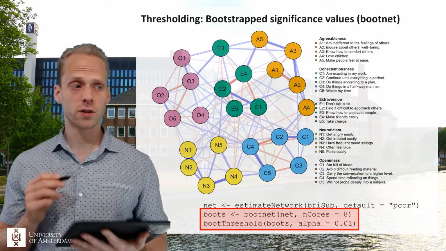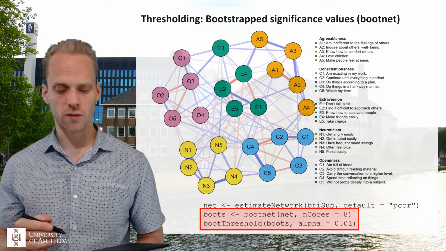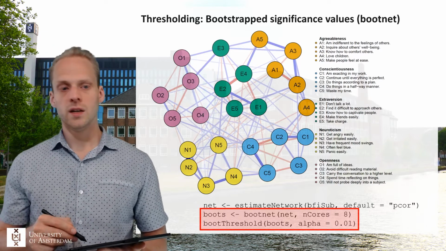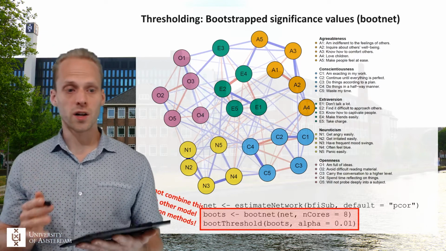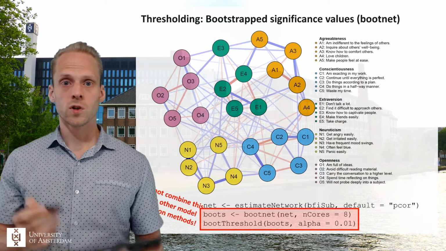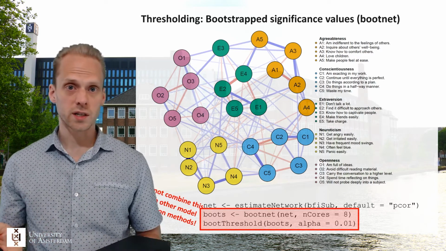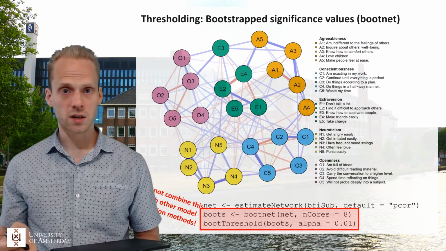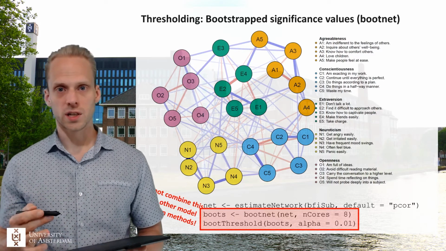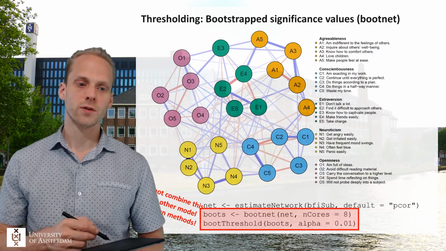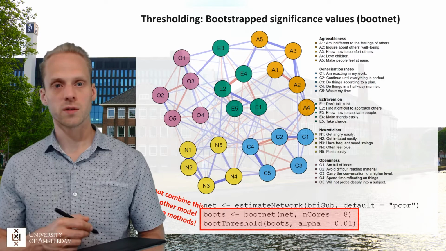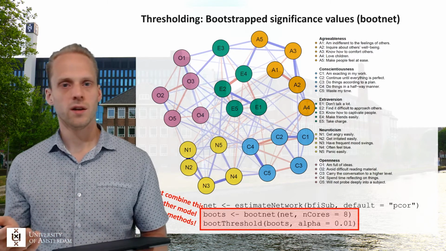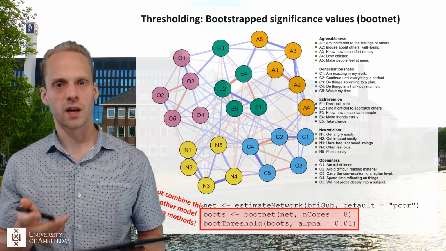Now, very important to note, and this is something that we see done wrong quite often in the literature, is you don't want to combine this with other model selection methods. In the next videos, I'll teach you about other methods like EBICglasso or GGM modselect, but they already do model selection for you. So then you don't want to do that and bootstrap and remove things, because you're doing double model selection. You already did model selection, so you don't need to do that again.